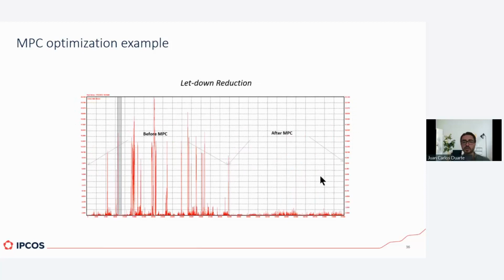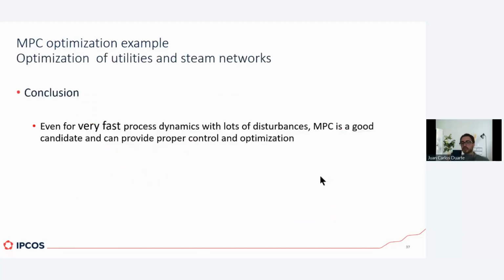And not only that, but we also managed to reduce the amount of letdown. All that steam that was not directly let down through valves was then let down through the power generators, so that meant an increase in power generation. So the conclusion is that, again, even for very fast process dynamics with lots of disturbances, advanced process control is actually a good candidate and can provide proper control and optimization.